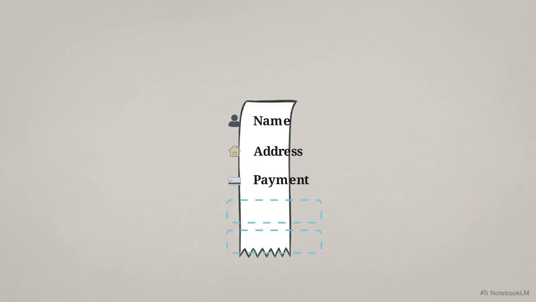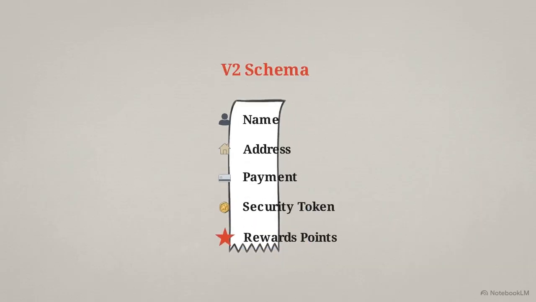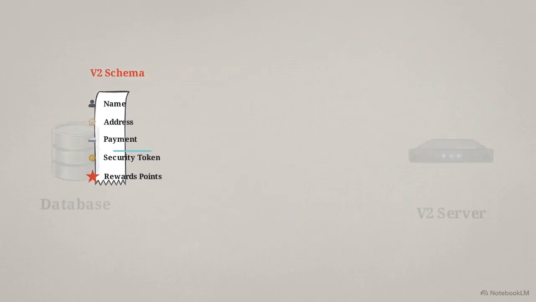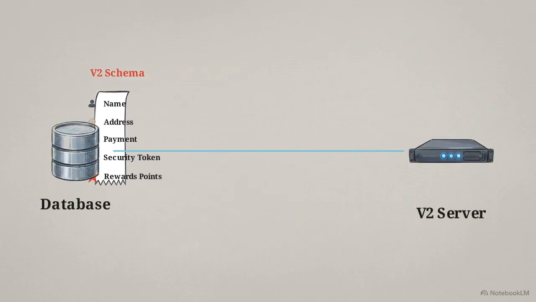Let's look at a real-world example. Suppose a team is updating a payment app. They want to add 2 new slots for information to every receipt, a security token and a total for rewards points. A server running the brand new software reaches into the database and pulls up a receipt from a customer who shopped 6 months ago. That old receipt is smaller. It doesn't have those new slots for security tokens or rewards points.